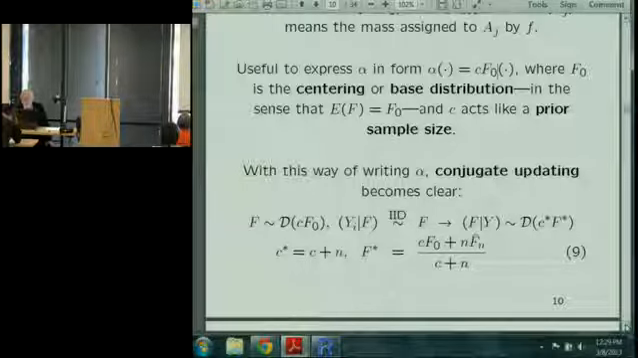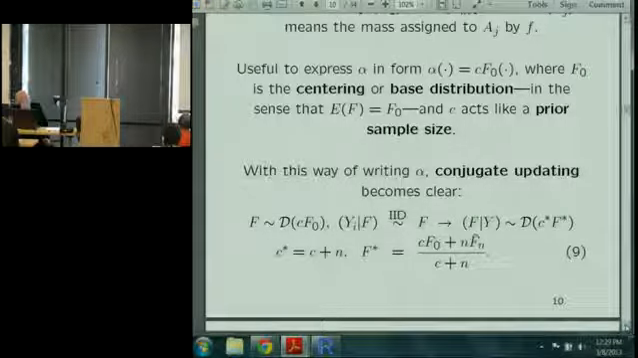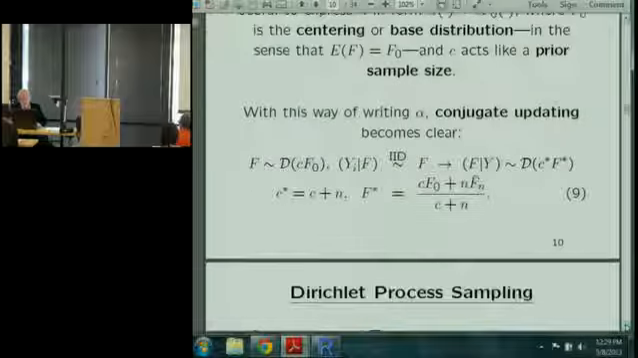And look what the F star is. How would you describe the F star? It's one of our favorite things. It's a weighted average of the prior guess, F0, and the empirical CDF, which is the data guess, with weights given by the prior sample size and the data sample size. Isn't that beautiful? So I think Friedman was aiming for equation 9, and he worked backwards from equation 9 to work out what the process had to be in order that he achieved equation 9. I think that's what he did. And he's passed on now. I can't ask him, but I wish I had, because I'd be curious to see.